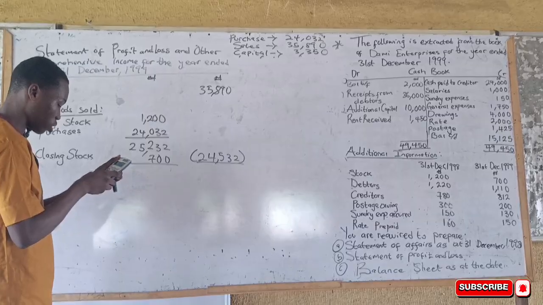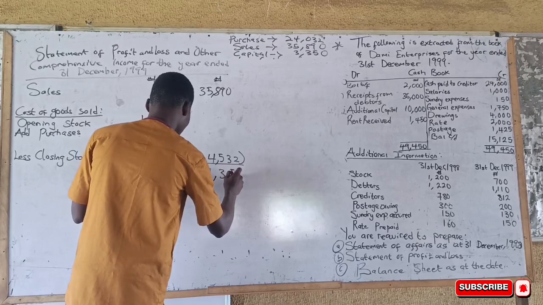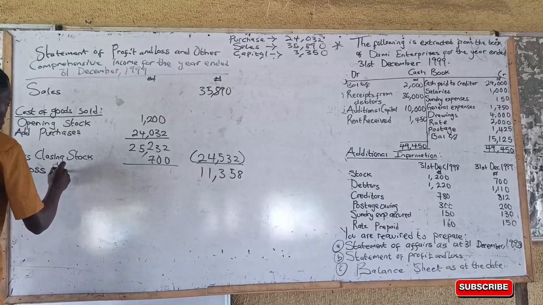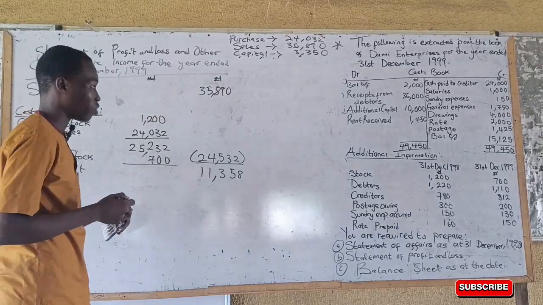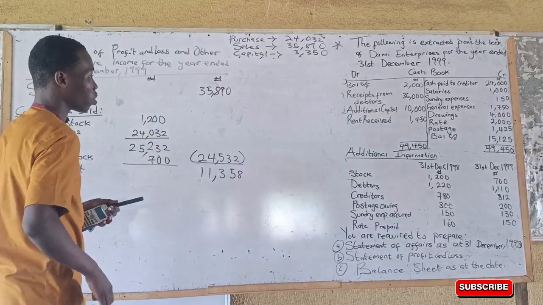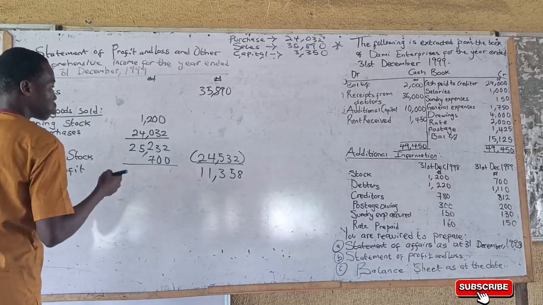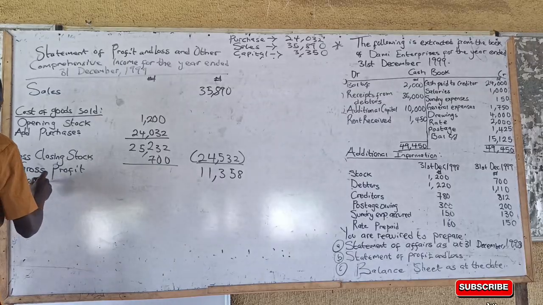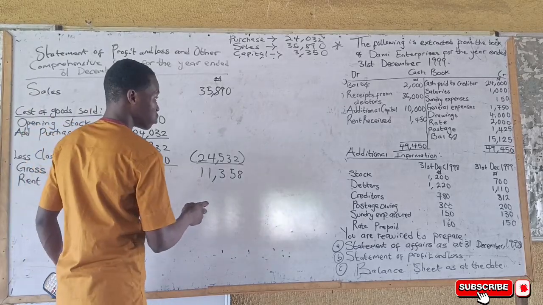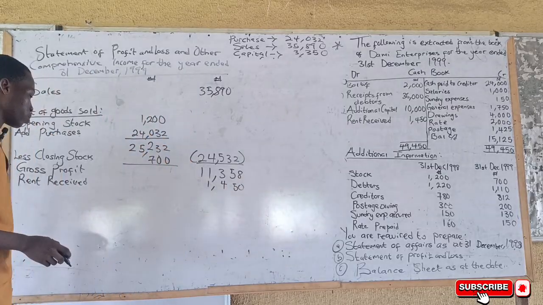Minus 35,890, which is 11,358. This is our gross profit. So we are going to look at the additional information. Okay, from our cash book, we have some expenses and we have income also. So for the income part, we start with rent received. For the rent received, we have 1,450 to be added to the gross profit.